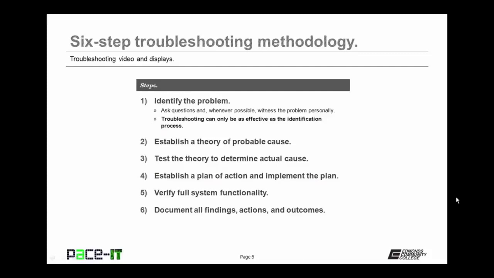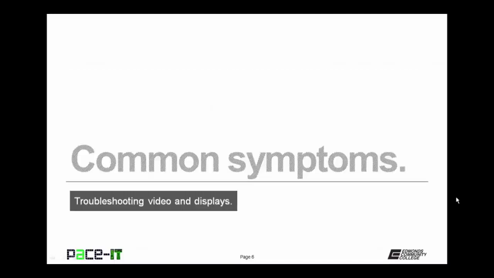Once you have identified the problem, then you need to establish a theory of probable causes. After you have established your theory, then you need to test the theory to determine actual cause. Once you've determined the actual cause, then you need to establish a plan of action and implement that plan. Once the plan has been acted upon, you should verify full system functionality. And once you're all done, be sure and document all findings, actions, and outcomes.